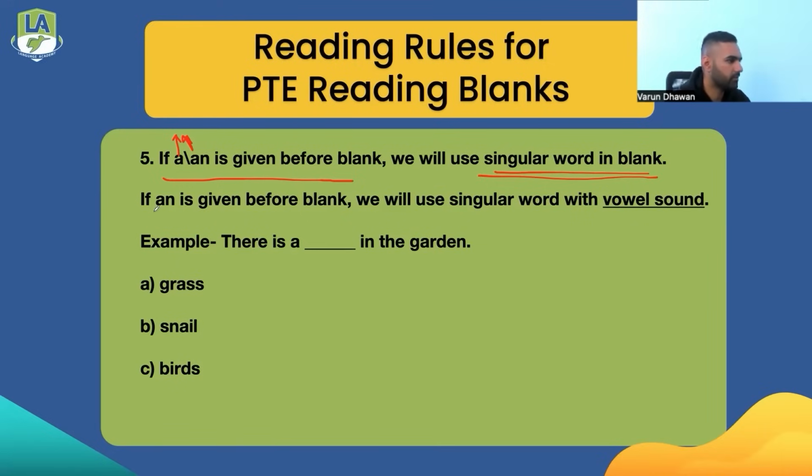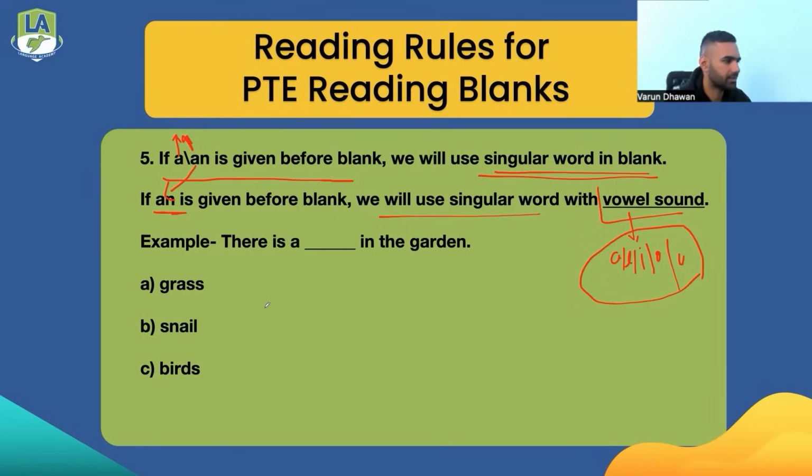Remember this thing. If an is given, in particular, if you have an, you will use singular word, but with a vowel sound. Vowel sounds are a, e, i, o, u. Remember this thing. Words starting with vowel sounds. Remember this thing. You will use an.